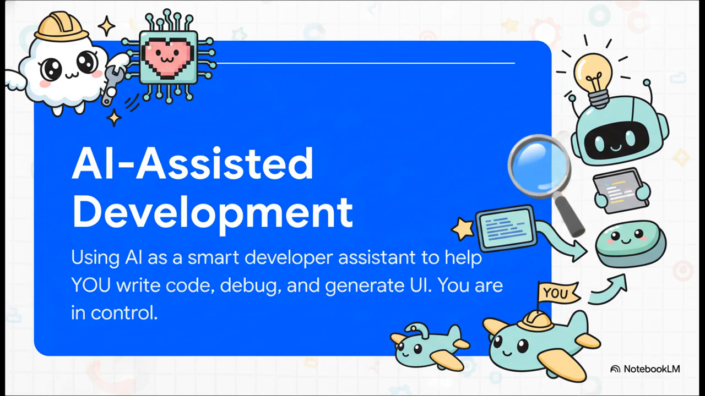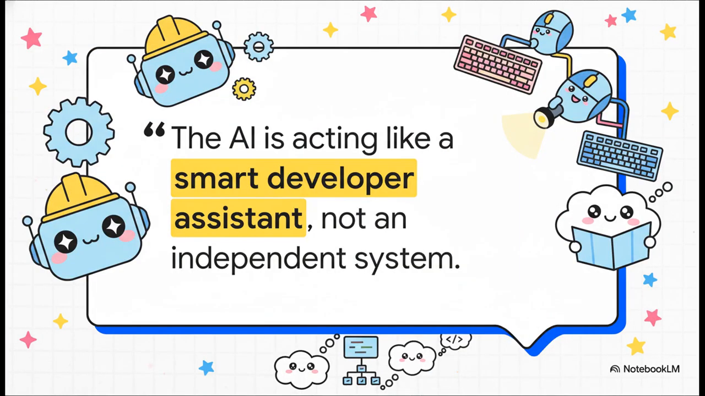But what's the most important part here? It's that you are still in control. The AI is your assistant, it is not the pilot. That's the key right there. The AI is acting like a smart developer assistant. It's this incredibly powerful tool that you get to wield, but it's not off making the big decisions or running the show all by itself.